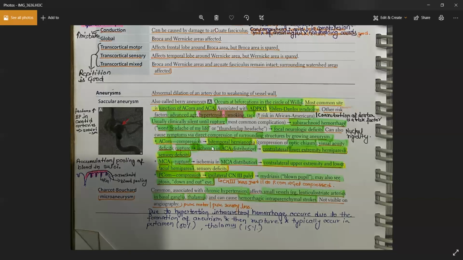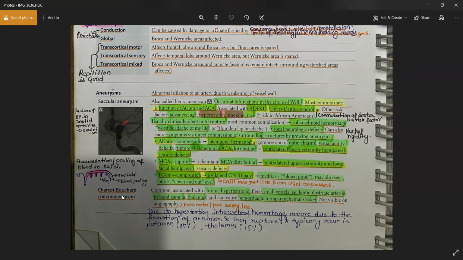The risk factors of these aneurysms are very important. They will ask you the risk factors specifically. So you need to know autosomal dominant polycystic kidney disease, Ehlers-Danlos syndrome, coarctation of the aorta, Turner syndrome, and bicuspid aortic valve. These are the most important risk factors for saccular aneurysms.